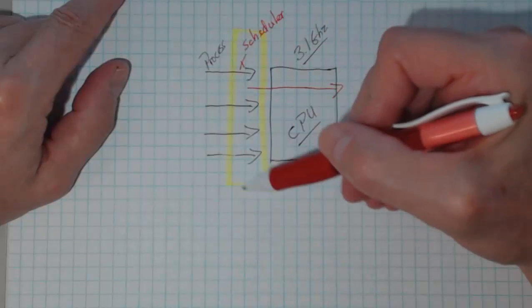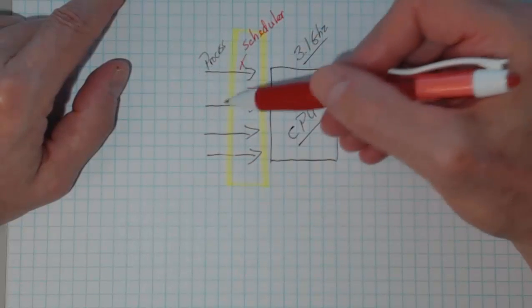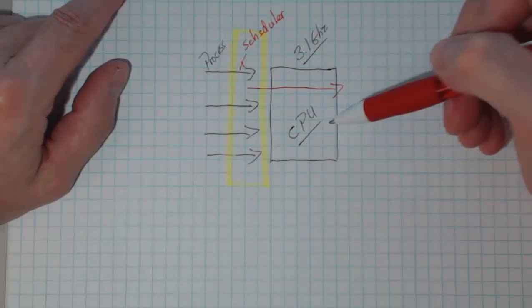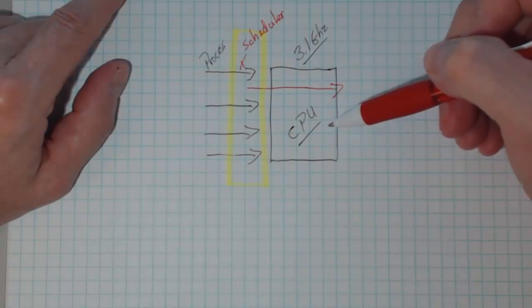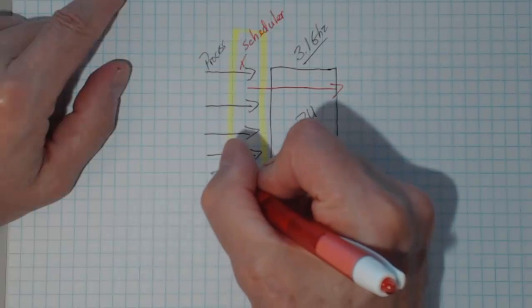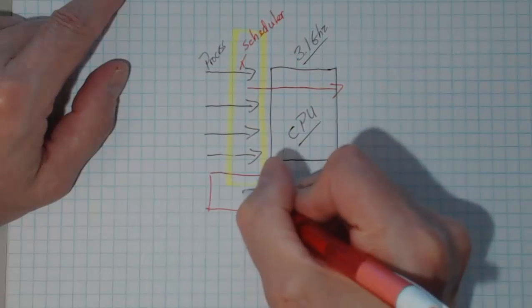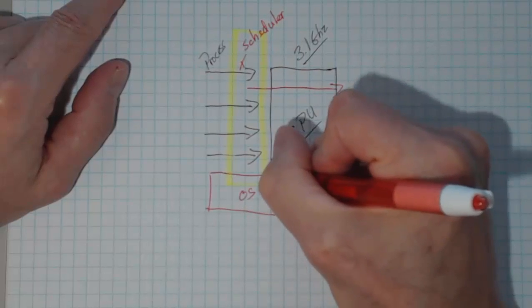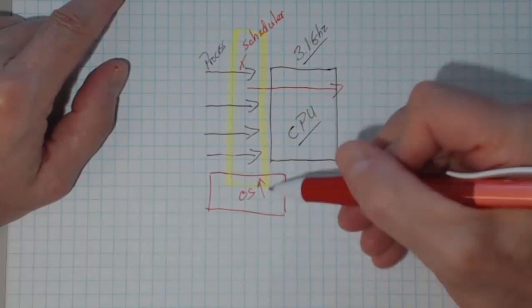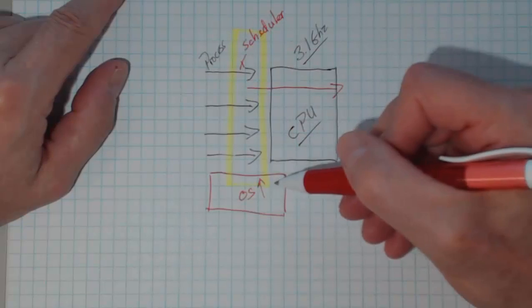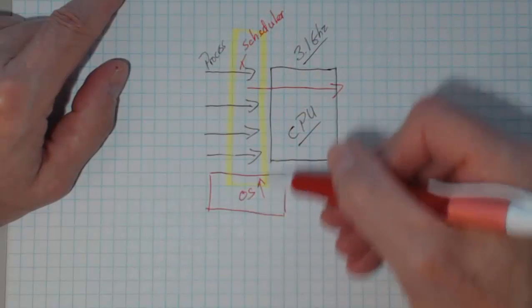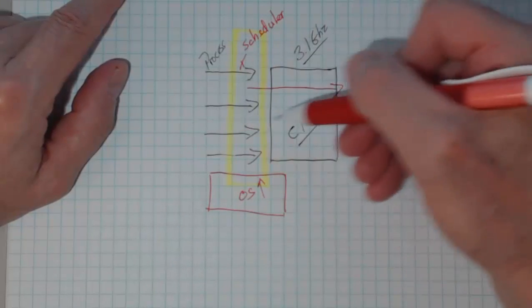Whenever you have a scheduler that is controlling the processes and which one has access to the CPU next, this is called multitasking. When you give the operating system control of the scheduler, so let's give the OS, now it controls the scheduler. This is called preemptive multitasking. We're going to give the operating system control of who gets when and what.